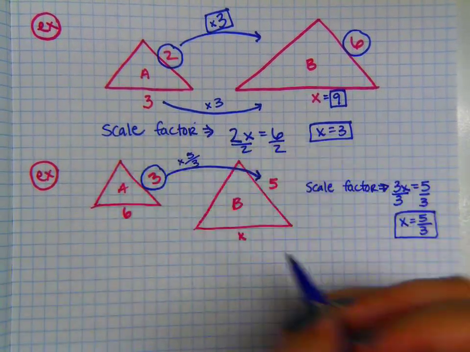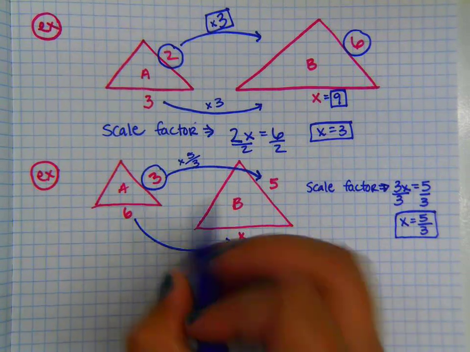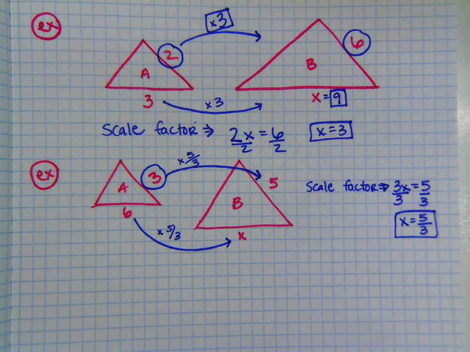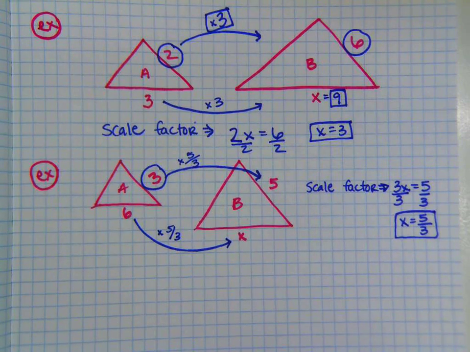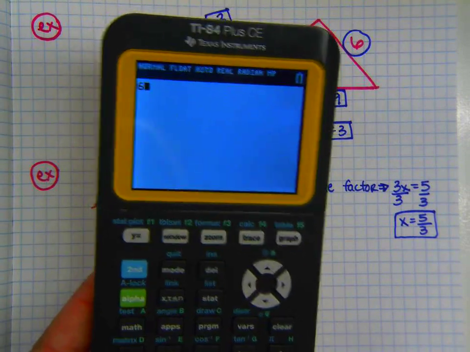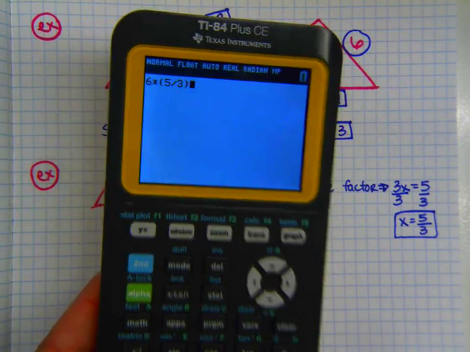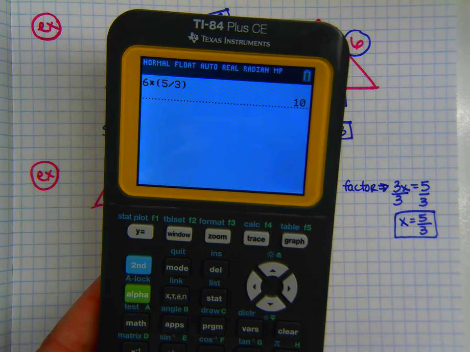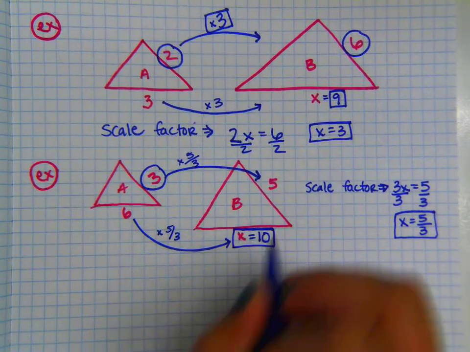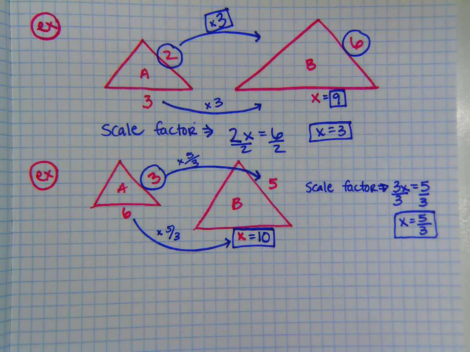So you're going to do the same thing with the 6. You're going to just do 6 times 5/3. And you can just plug that right into a calculator. Or you can solve it out. So if I plug this into a calculator, I'll do 6 times 5/3, and it's 10. Okay, but you could have done that by hand, but if you just want to plug it in a calculator, that's fine.